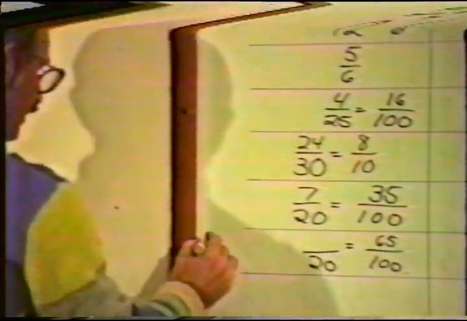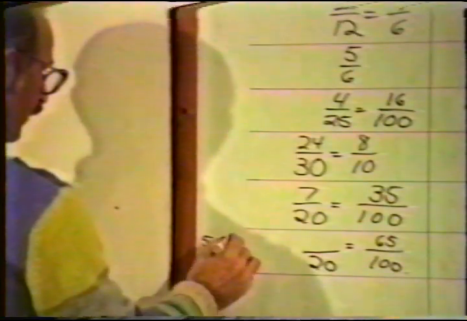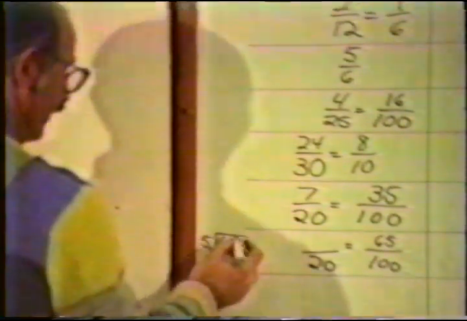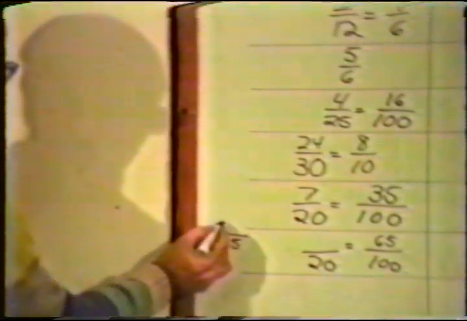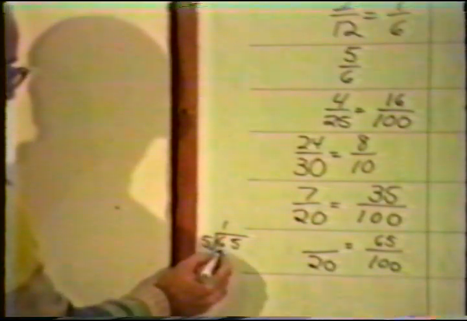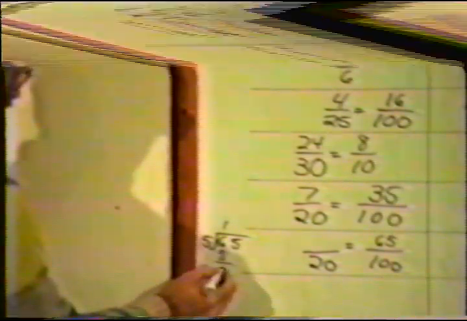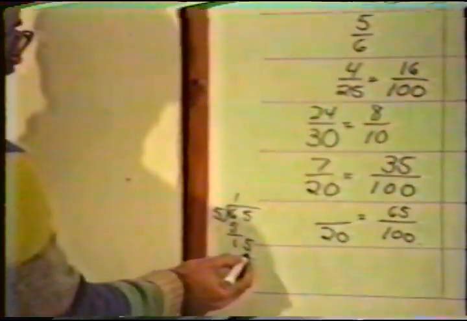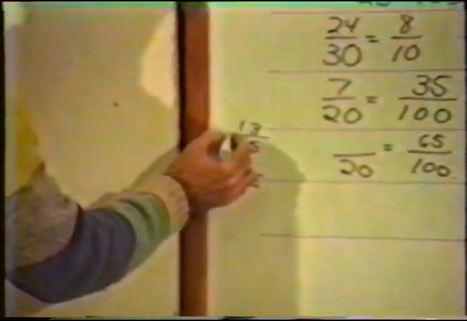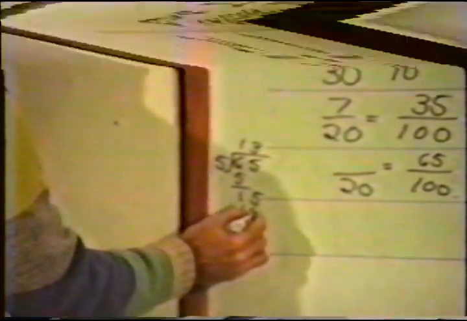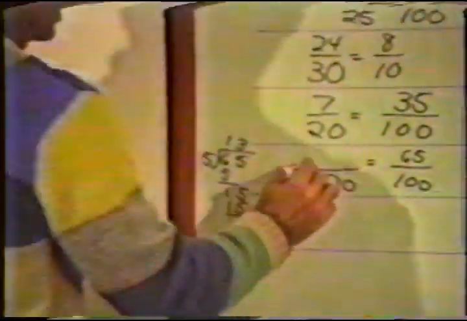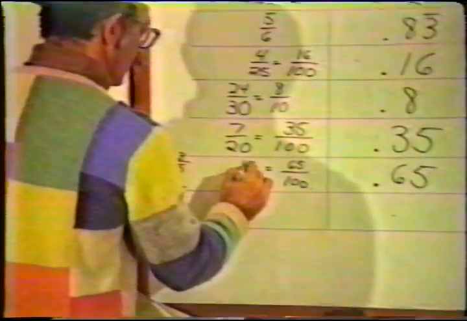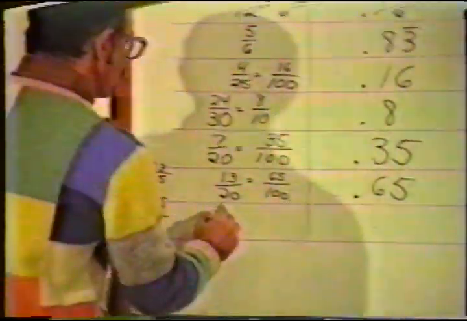And 5 into 65 we'll do over here. 5 into 6 is 1. 1 times 5, 5. Subtract and get 1. Bring down the 5. 5 into 15, 3. 3 times 5, 15. It came out even as 13. 13/20.